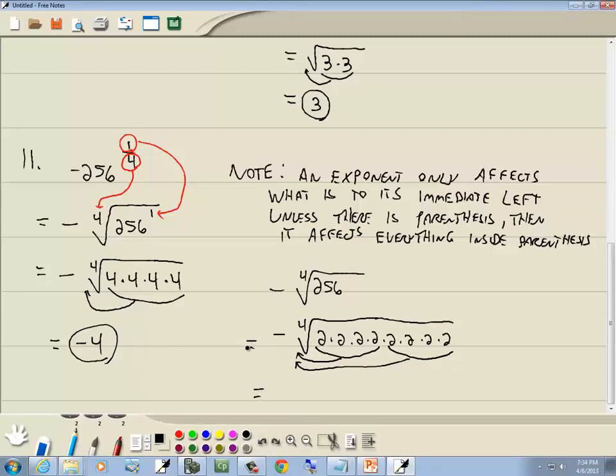So the negative stays out in front. This first set of 2's, these 4 2's, comes out as a single 2. And then this set of 2's, these 4 2's, come out as a single 2. And they come out with multiplication between them. So negative 2 times 2 gives us negative 4. So we'd get the same answer. So it doesn't matter if you can't see it's 4 times 4 times 4 times 4. If you do the prime factorization, you get the same answer.